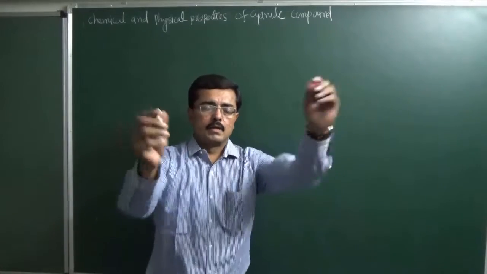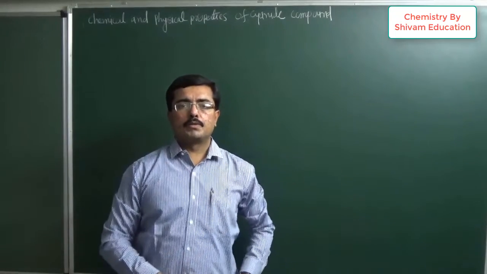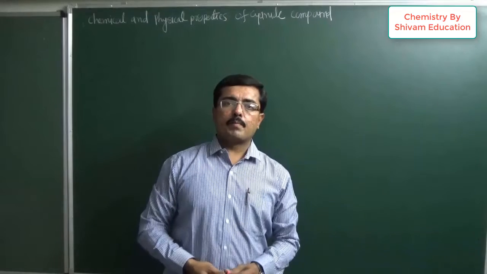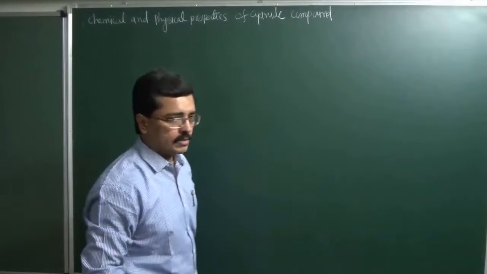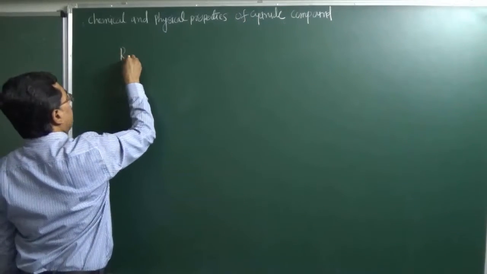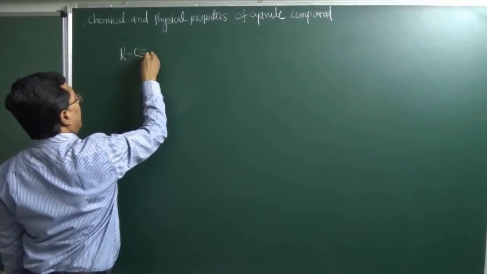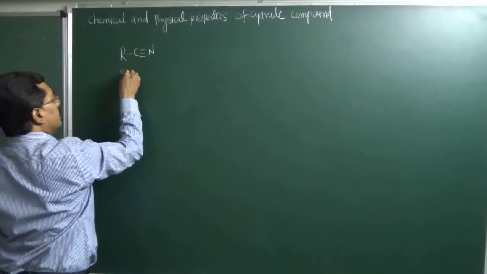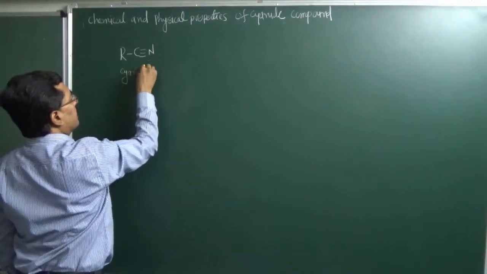Myself Gangani sir. Now today I will discuss with you chemical and physical property of cyanide compound. So let's start. Now cyanide, we know that when cyano group is attached with an alkyl or aryl ring, then this compound is known as a cyanide compound.